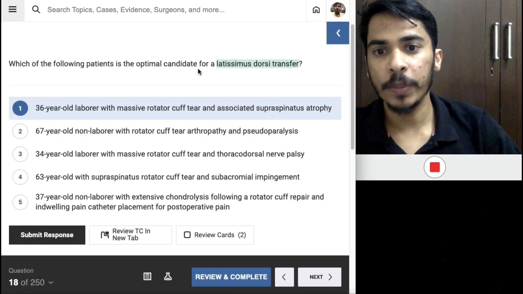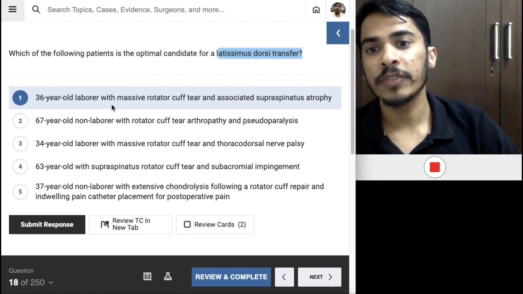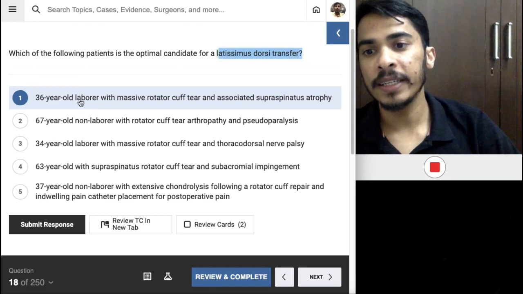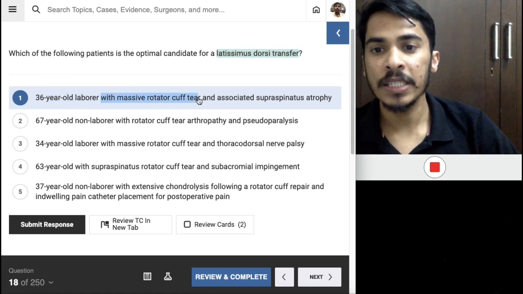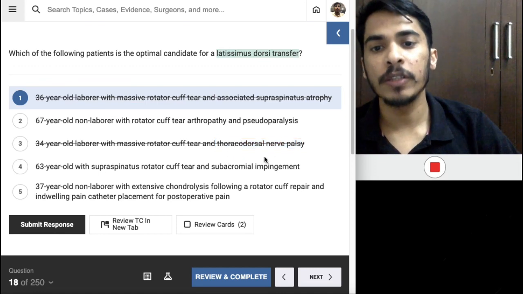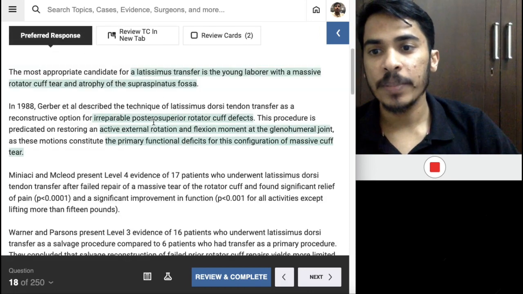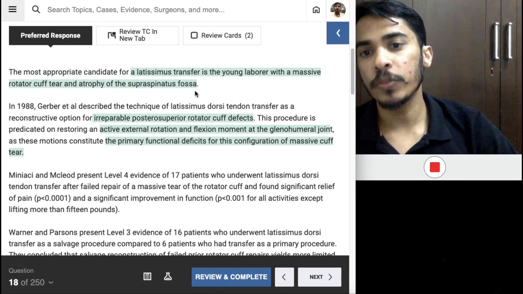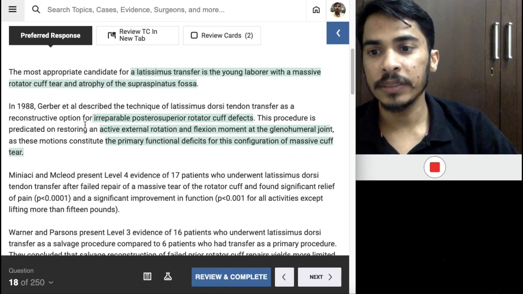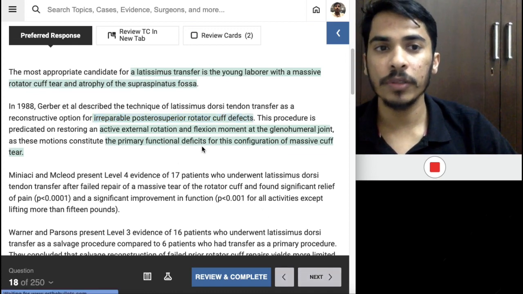Which of the following patients is the optimal candidate for latissimus dorsi transfer? So a latissimus dorsi transfer should be done in an active patient with a massive rotator cuff tear and associated supraspinatus atrophy. It should not be done in arthropathy patients. It should not be done in thoracodorsal nerve palsy because it supplies the LD muscle. So LD transfer is indicated in a young laborer with a massive rotator cuff tear and atrophy of the supraspinatus fossa. It is a reconstructive option for irreparable posterior rotator cuff tears, which can regain the external rotation of the shoulder.